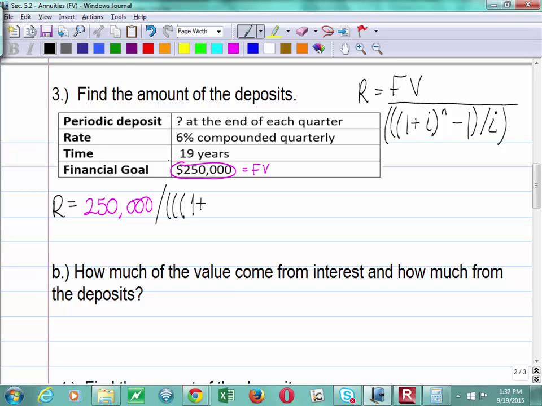1 plus little r, which would be 0.06, and since it's quarterly, m would be 4, and t is 19. So that's going to be 0.06 over 4 to the power of 4 times 19, minus 1, over 0.06 over 4.